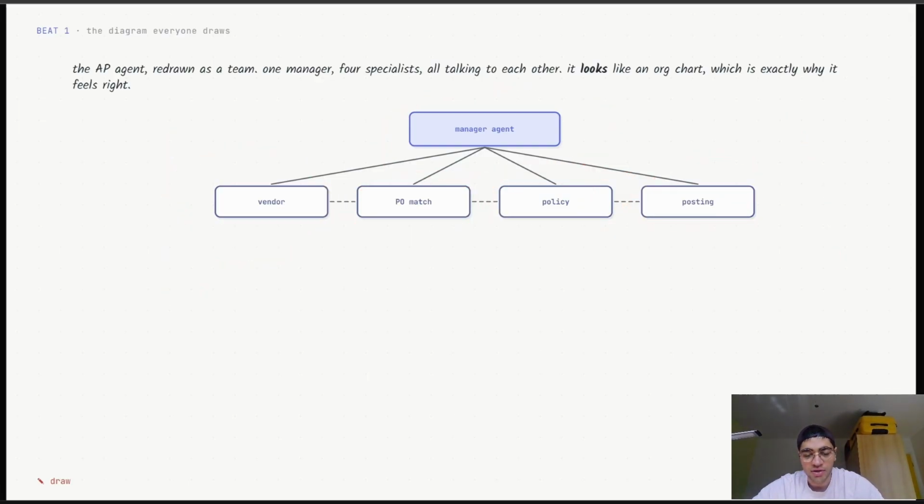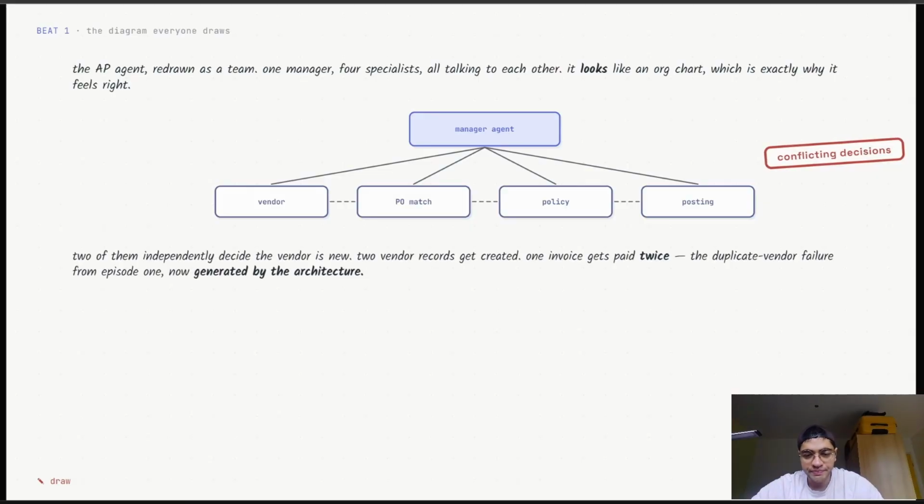And this is exactly why this feels right, because you already know how to reason about org charts. This is something that in industry is very widespread. Now, here is what happens on Tuesday. You have 2 of these agents that independently decide that this vendor is new. So 2 vendor records get created. 1 invoice gets paid twice. And that's a huge problem because you're paying twice for the same invoice.